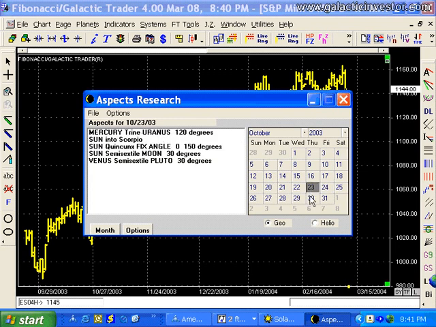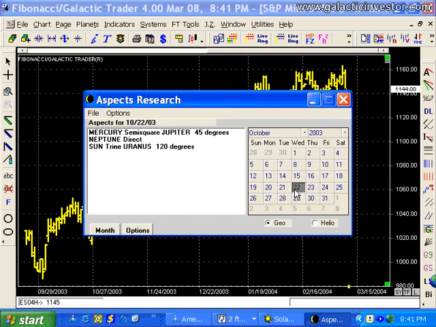We had Mercury trine Uranus on the 23rd. Sun also enters Scorpio the following day. Venus semisextile Pluto. On the 22nd, we had Sun trine Uranus. We had Mercury semi-square Jupiter. Neptune direct, another astro-signature for a reversal. The bottom's on the 24th of October 2003.